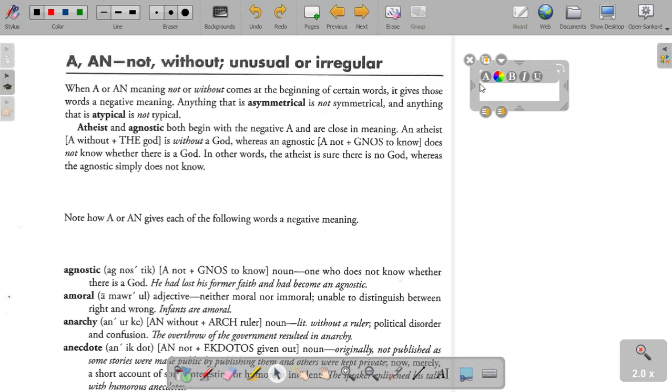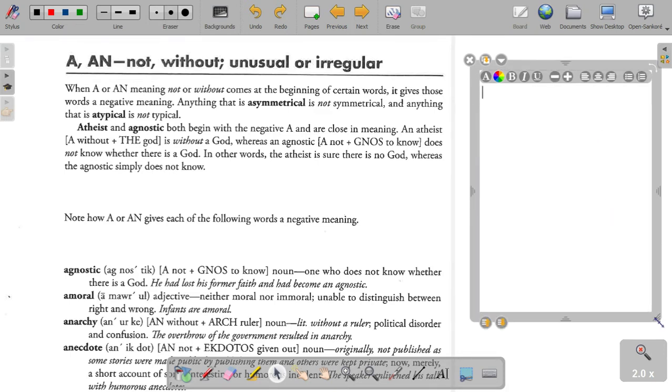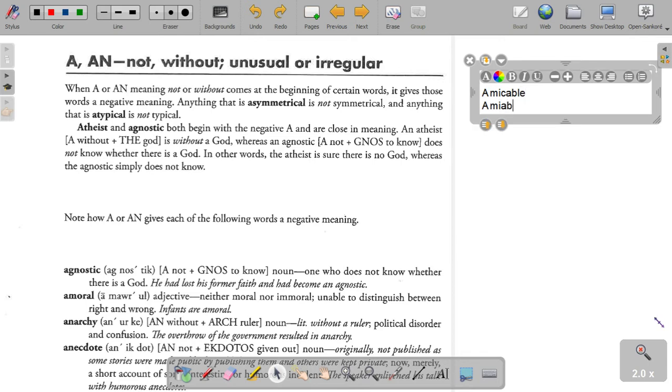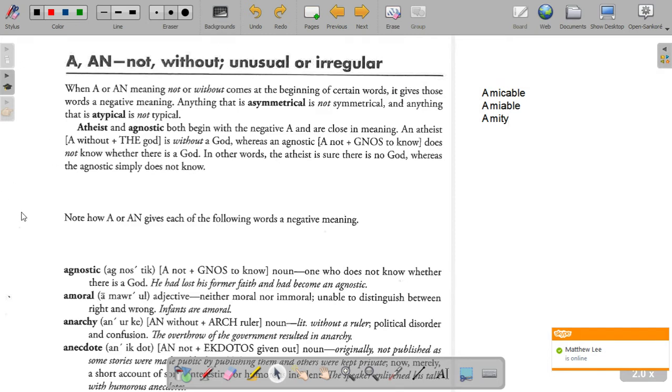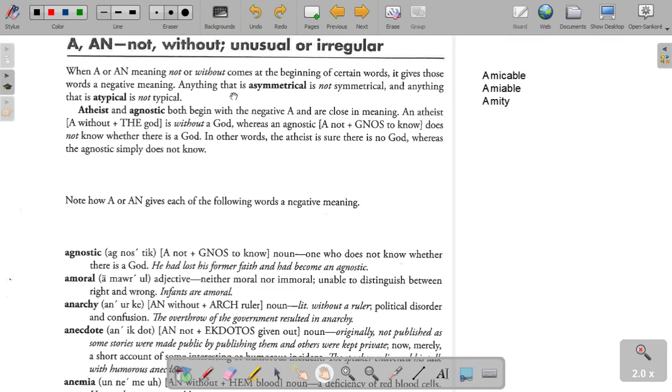For example, the words, I'll write them on the board, amicable, amiable, amity. These words all have something to do with friendliness or being kind. And so you want to be careful that you're not mixing them up too much. But usually when a word starts with a or an, it just negates whatever root comes after it. So for example, if something is asymmetrical, that means it's literally not symmetrical. And if it's atypical, that means it's not typical.